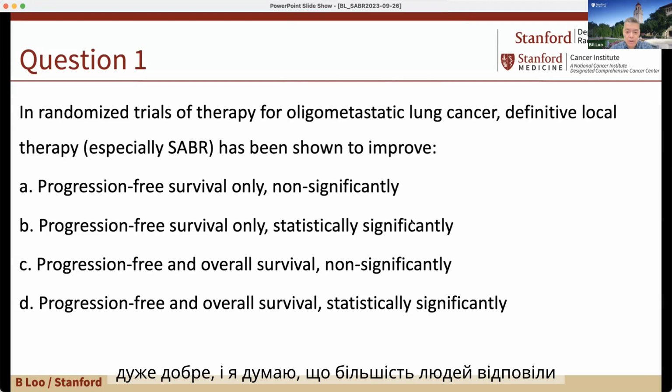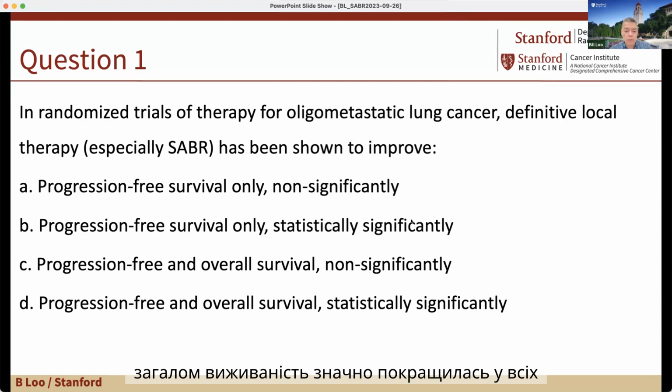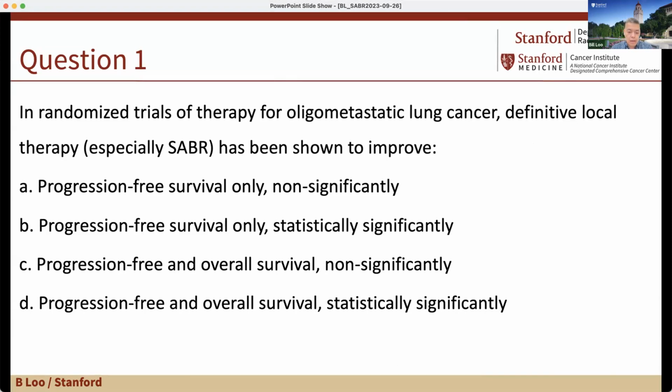So very good. I think the majority of people answered the right choice, which is that we do now have data showing both progression-free and overall survival are significantly improved in oligometastatic lung cancer. All right.